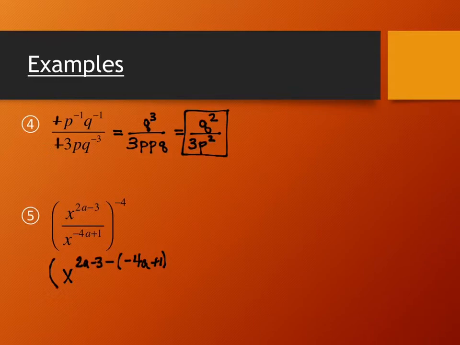Now I want you to notice a couple of things. First, the denominator's exponent, -4a plus 1, I put it in parentheses. And I did that on purpose because I want to make sure that we remember that this subtraction applies to everything inside there. Okay? It's really easy to forget the negative applying to both pieces. Second thing, notice I put parentheses around this. Why? I still need to put the -4 on there.